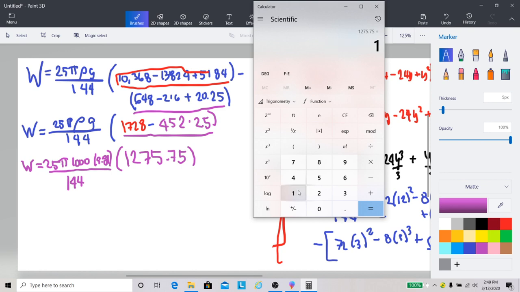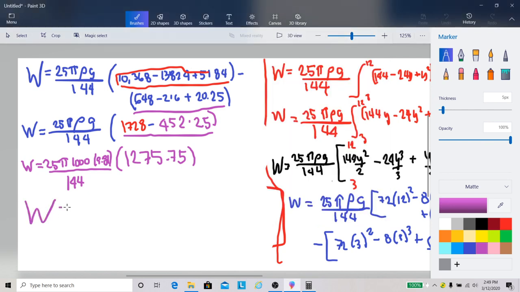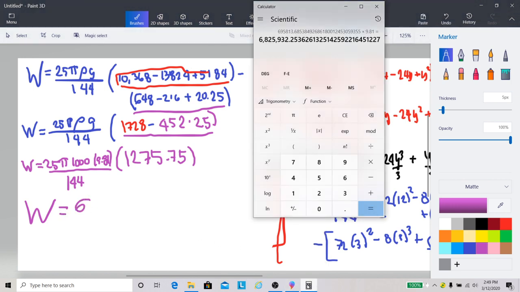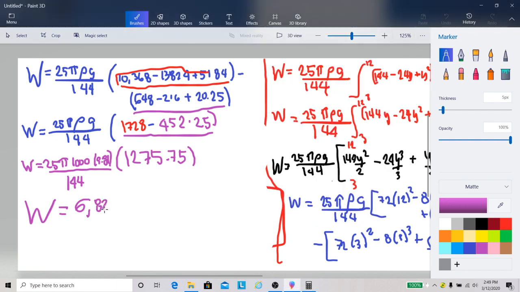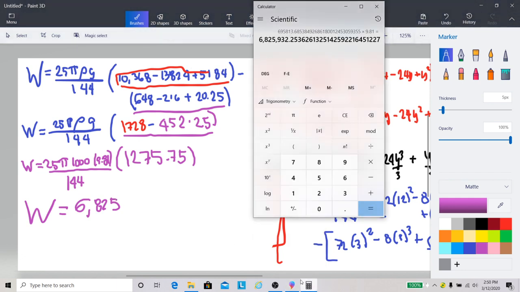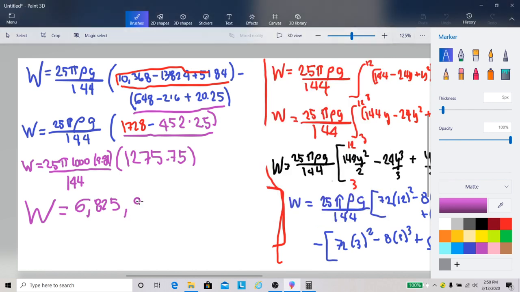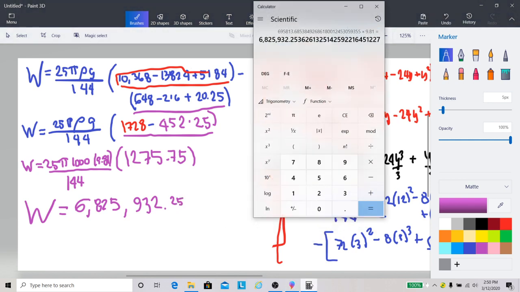Let us try to evaluate that using our calculator. 1275.75, divide na agad natin sa 144 para maiksi na lang. Tapos times natin sa 25. Times natin sa pi. Times natin sa 1,000. Times natin sa 9.81. I do not know about this computation. The result is 6825,932.25, four decimal places po tayo lagi.